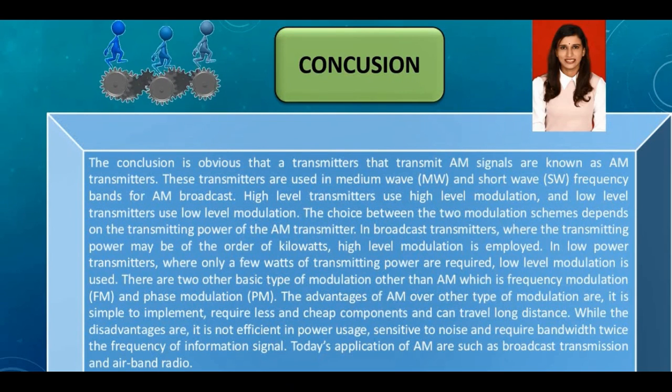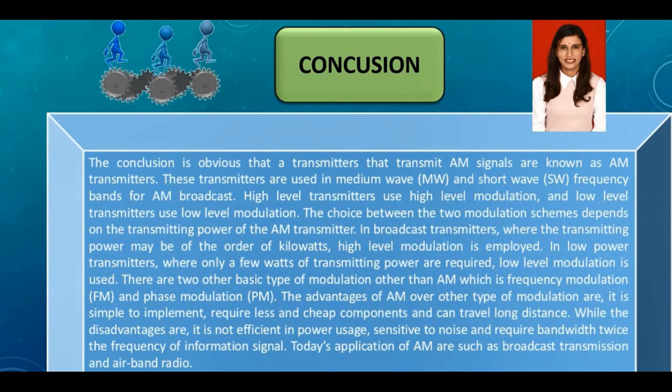Higher level transmitters use higher level modulation and low level transmitters use low level modulation. The choice between the two modulation schemes depends on the transmitting power of the AM transmitter. In broadcast transmitters, where the transmitting power may be of the order of kilowatts, higher level modulation is employed. In low power transmitters, where only a few volts of transmitting power are required, low level modulation is used.